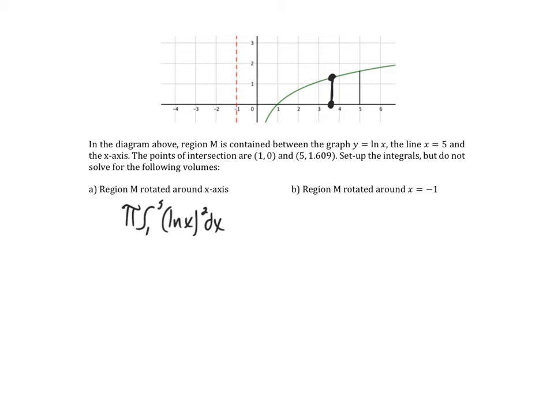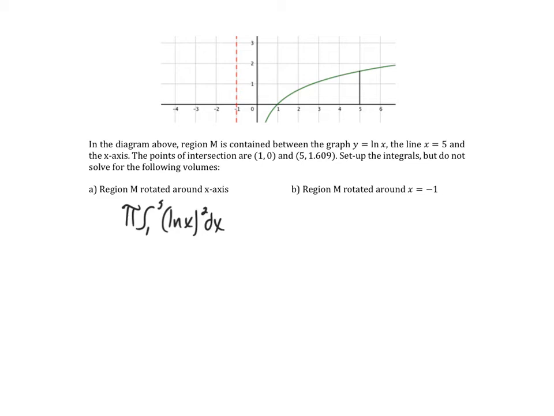Hopefully you got that one. That's probably on the easier side of things. It's just pi times the integral from 1 to 5 of ln of x squared dx. This one's a little bit harder. Part B, region M rotated around the line x equals negative 1.